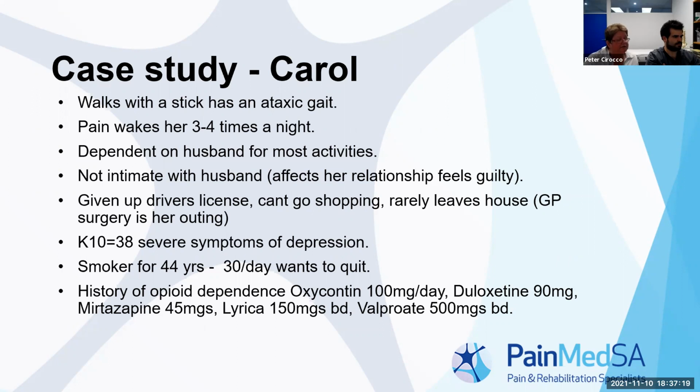Her K10 score was 38, and she had severe symptoms of depression. There was no doubt about that. She was a smoker, 30 a day, and she wanted to quit. And she had a history of opioid dependence. At that time, she was on OxyContin 100 milligrams a day. She was on duloxetine 90 milligrams, mirtazapine 45 milligrams at night, Lyrica 150 twice a day, and valproate. And the OxyContin dose was a lot higher before we'd actually seen her. So this is the sort of patient that you look at in a 15-minute consult or a 10-minute consult, and you go, where do I start?